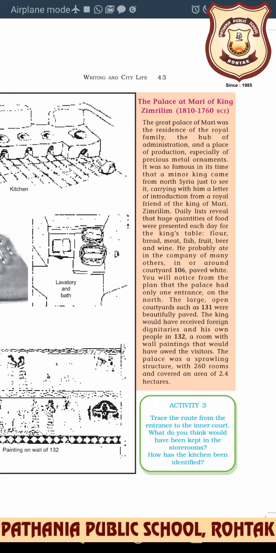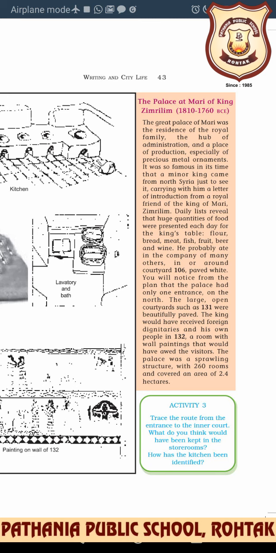And the king would have received foreign dignitaries and his own people in a room with wall paintings that would have awed the visitor. As you know, beta, whenever it is your guest room or visitor room, it is always well decorated, right? And this magnificent palace had 260 rooms and covered an area of 2.4 hectares. So we can imagine the magnificence of this palace, right?